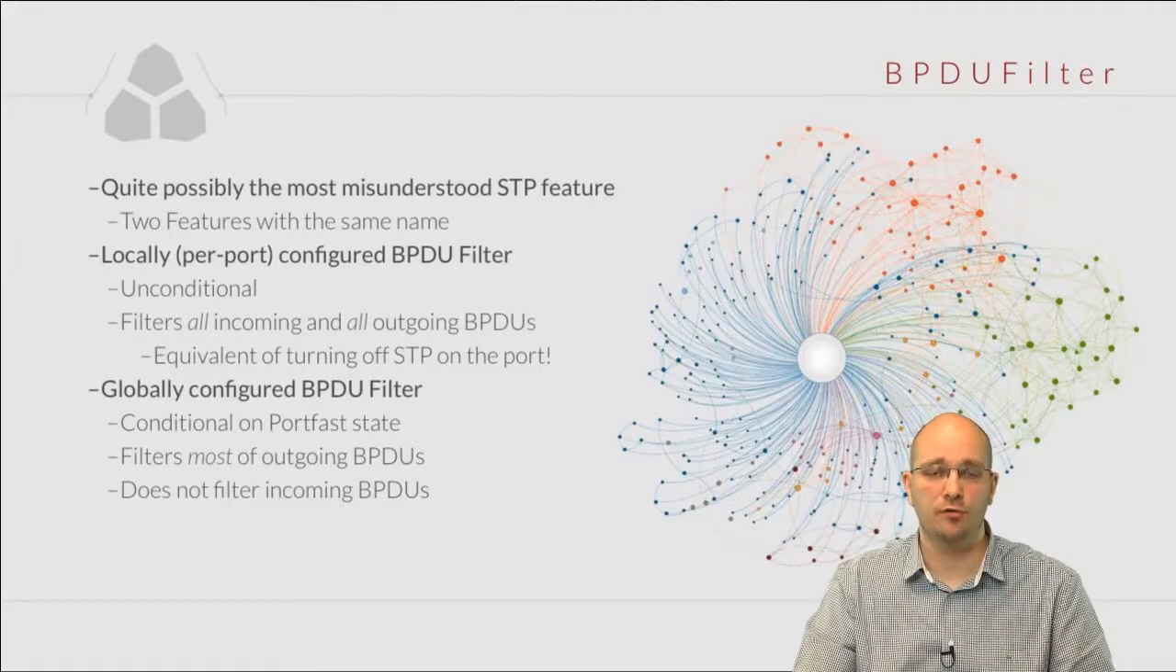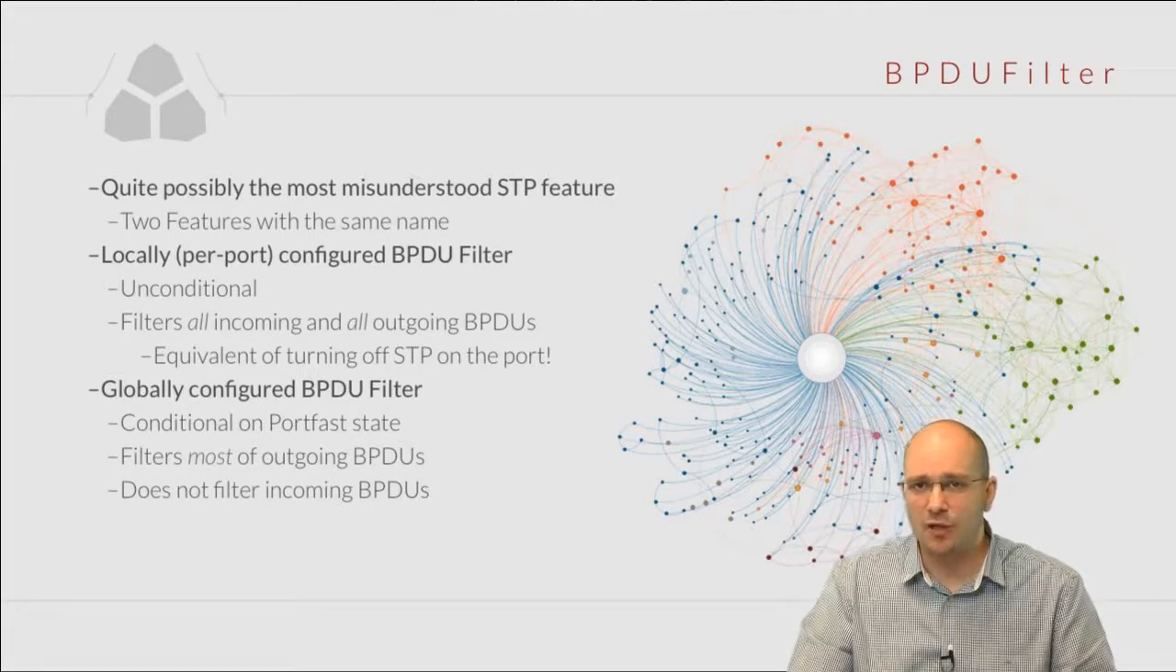Spanning tree BPDUFilter is Cisco's enhancement to the spanning tree that is quite possibly one of the most misunderstood features on Catalyst switches. The reason for that is that there are really two features that carry the same name, the BPDUFilter. Which feature gets enabled depends on how you configure the BPDUFilter. There are two ways of doing it. One is per port and the other one is globally as part of the portfast configuration.